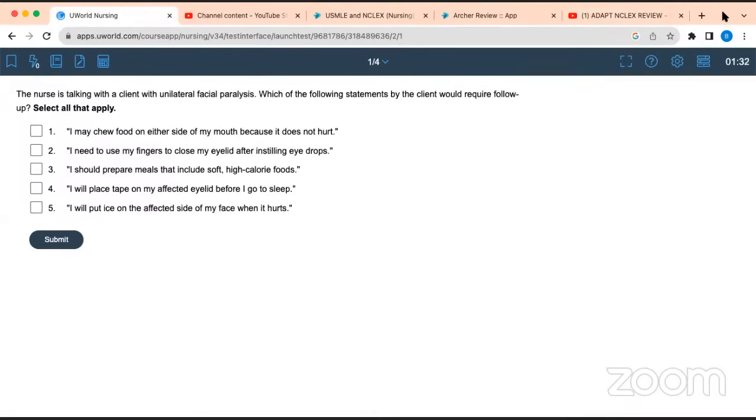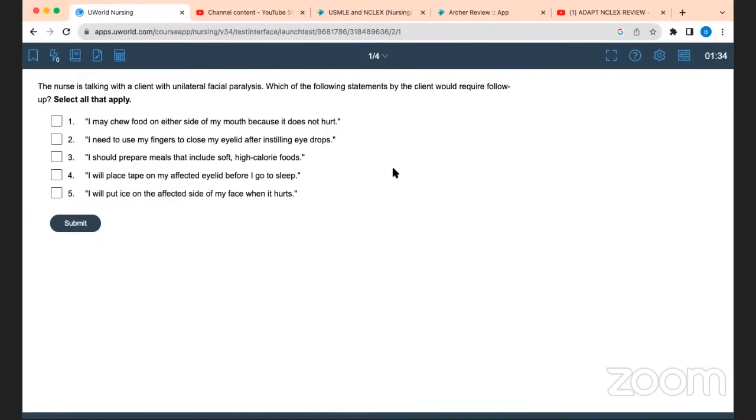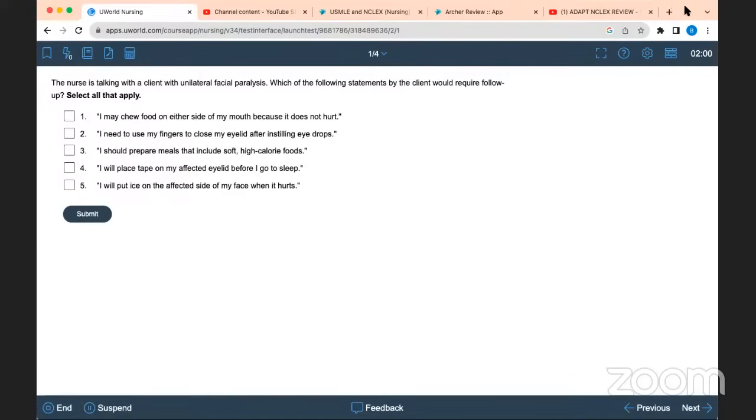So this is one example. This is a typical example. And then she's talking with the client with unilateral facial paralysis. Which of the following statements by the client will require follow-up? I don't like this question, but you have to look at the answer choices before. Usually I tell you guys not to look at the answer choices, but they don't tell you anything. They don't tell you whether this is a stroke patient, nothing. They just say unilateral facial paralysis.